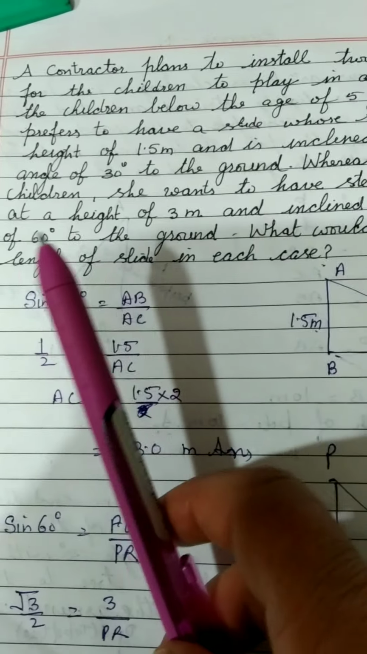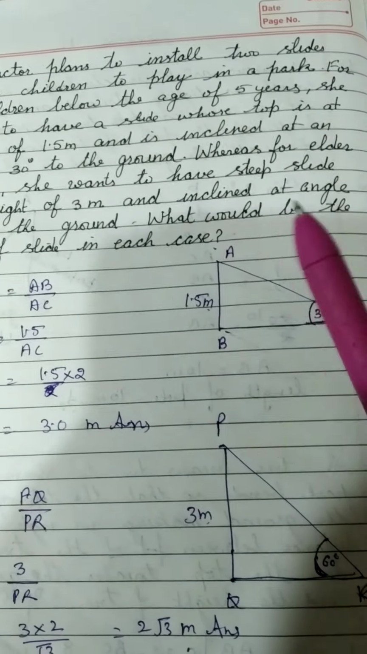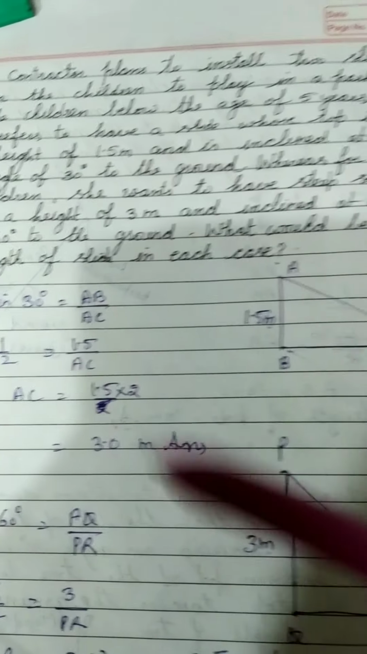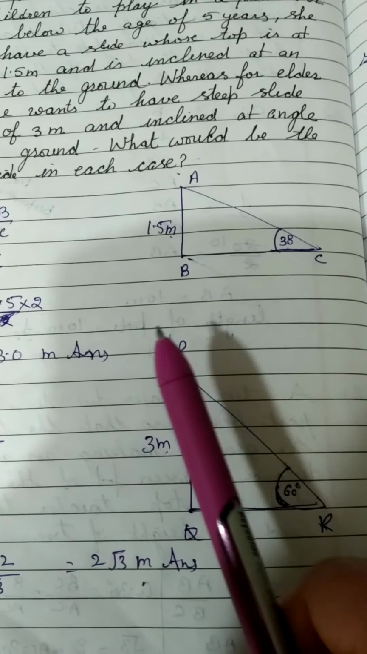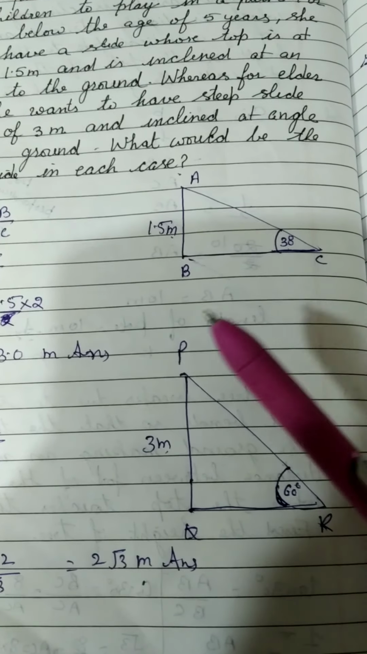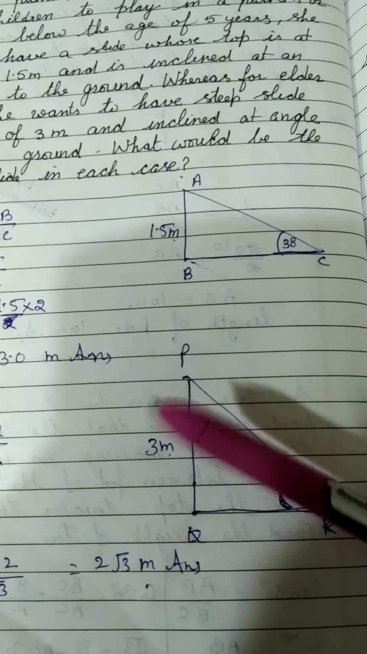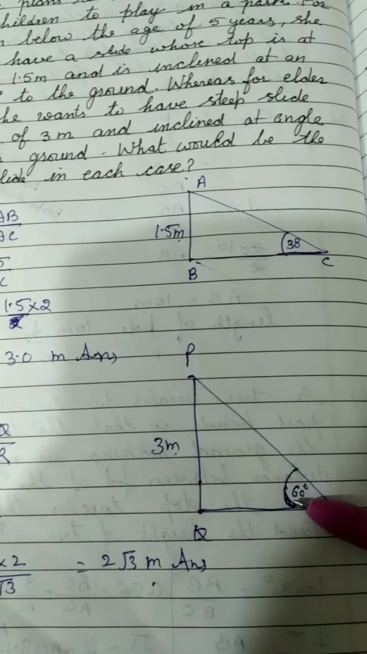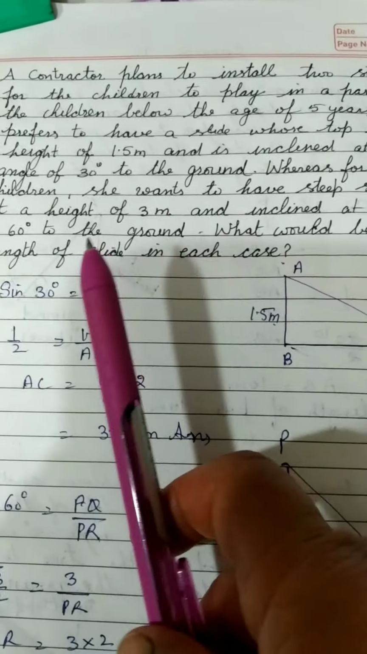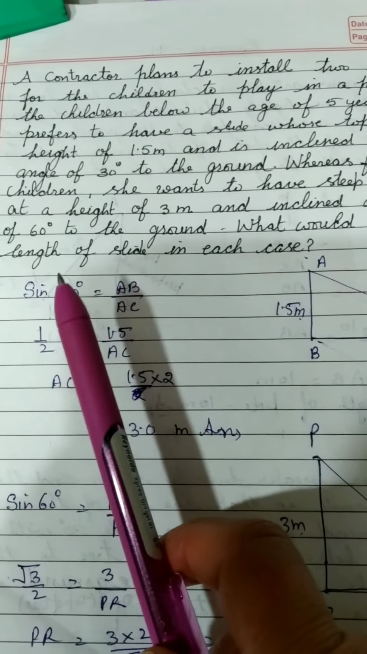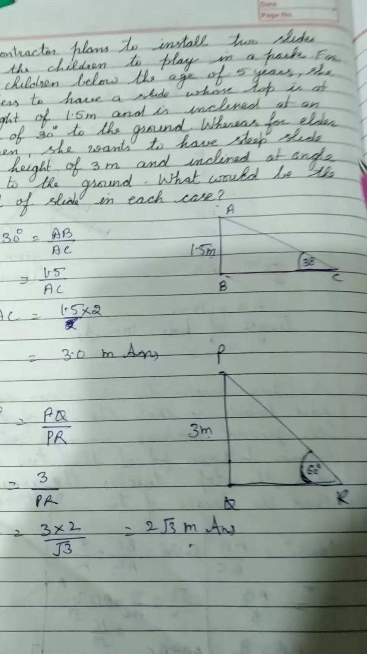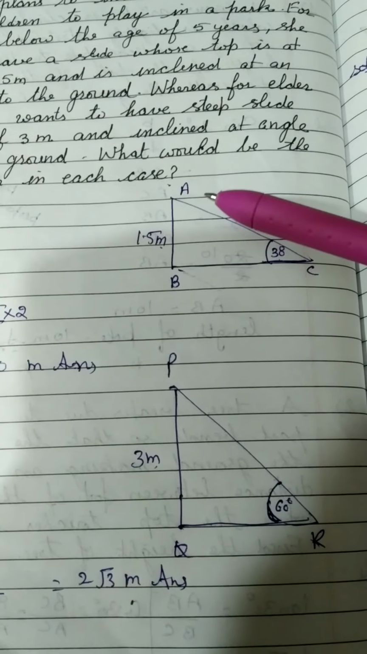Whereas for elder children she wants to have a steep slide at a height of 3 meter and inclined at an angle of 60 degree to the ground. The other slide is 3 meter high from the ground and is making an angle of 60 degree with the ground. This angle is 60 degree. What could be the length of slide in each case? Now we have to find the length of slide.